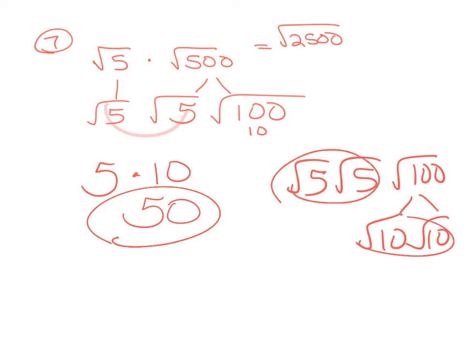Because here, pair of 5s, pair of 10s, 1 comes out. Either way, I get 50. All right, adding and subtracting. 1 over x squared minus x minus 2 minus 1 over x squared minus 5x plus 6.